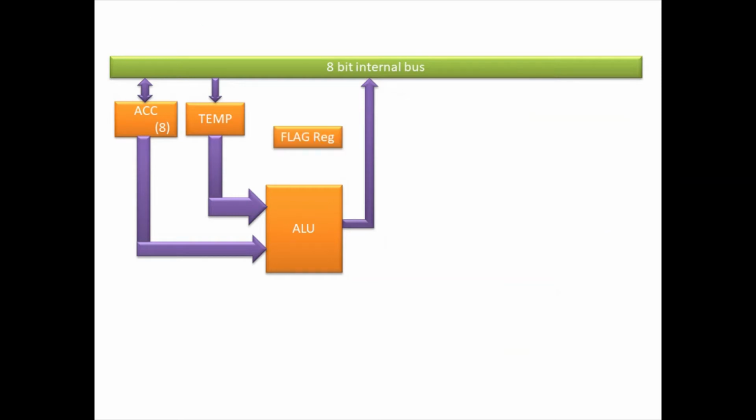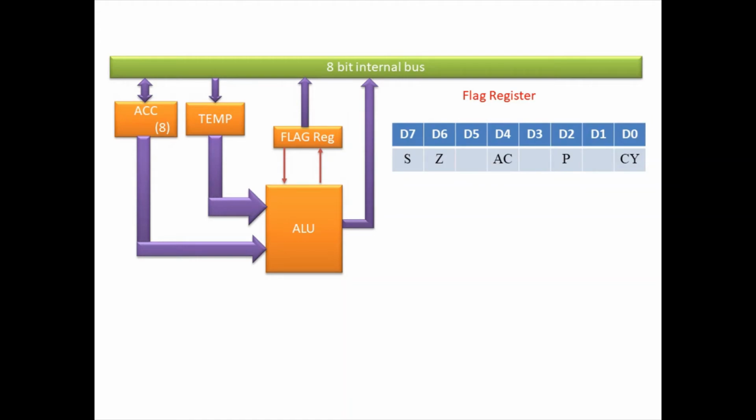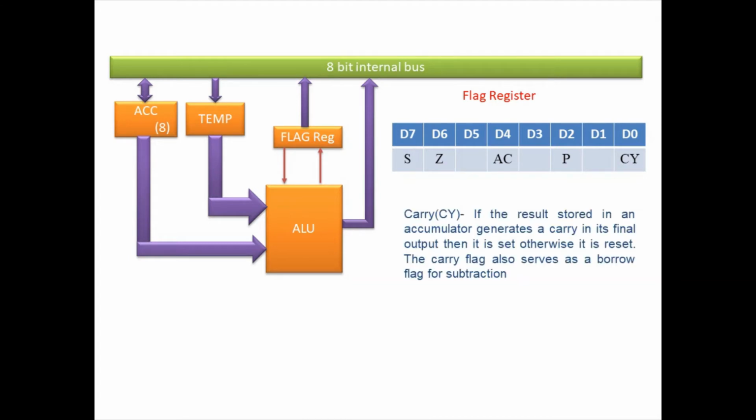The next thing is the flag register. We have 5 flags: carry flag, parity flag, auxiliary carry flag, zero flag, and sign flag. So totally the 8085 has 5 flags. Let us discuss them one by one. The first one is the carry flag. If the result stored in the accumulator generates a carry in its final output, then it is set. Otherwise, it is reset.